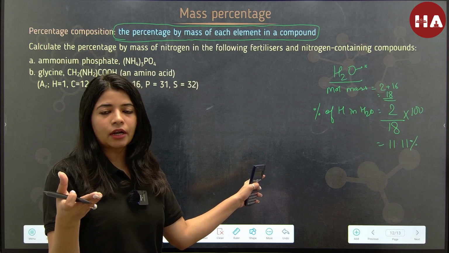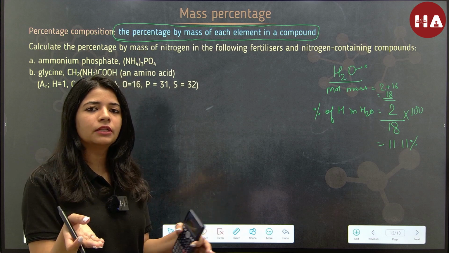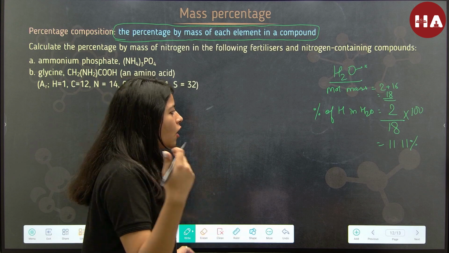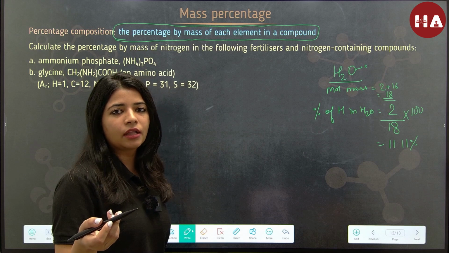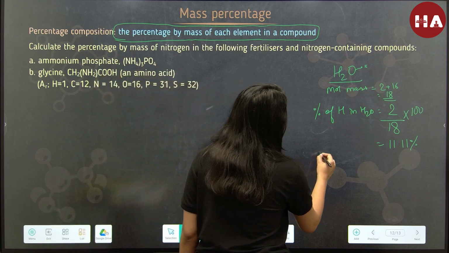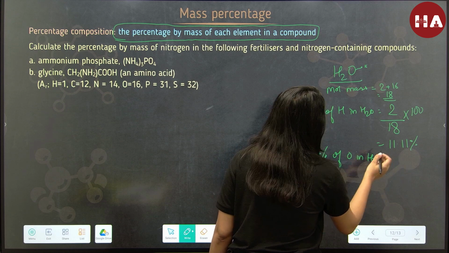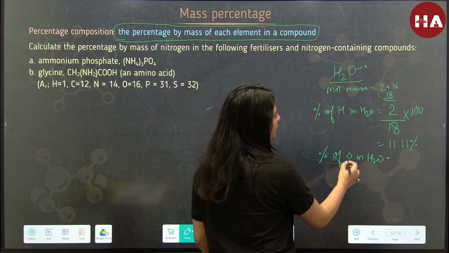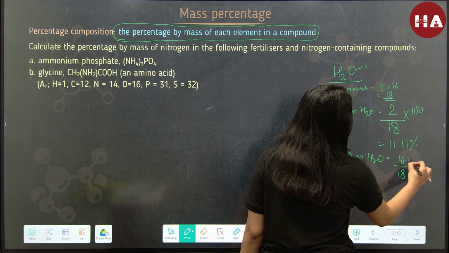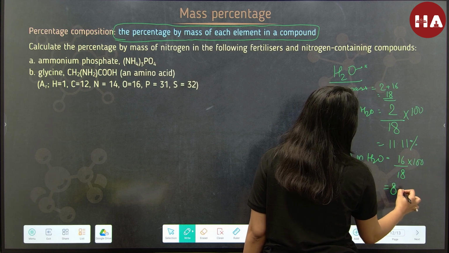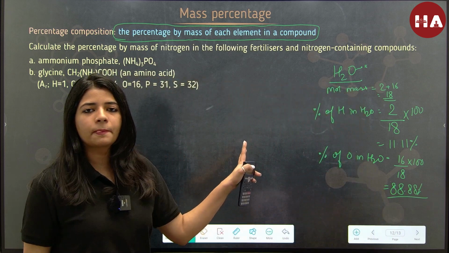Either you can simply find out the percentage of hydrogen and subtract that percentage from 100, so you subtract 11.11 from 100 and you will get the answer for oxygen, or you can also do it like this, percentage of oxygen in H2O. So how much, in grams, is the mass of oxygen present in H2O? It is 16, because 1 atom of oxygen is present. So 16 divided by 18 into 100, this will give you approximately 88.88%. So this is going to be your mass percent.